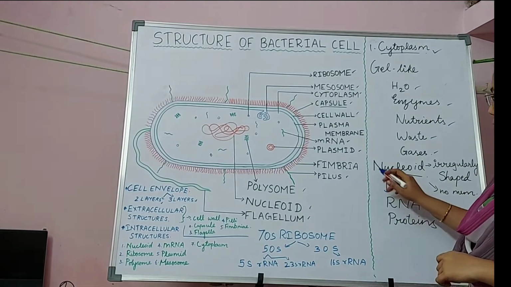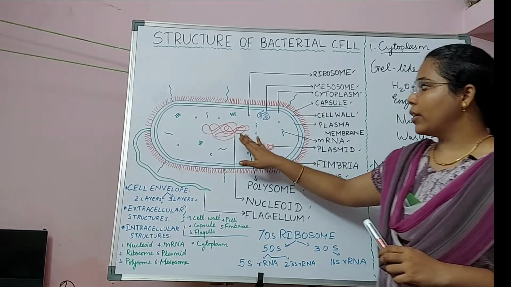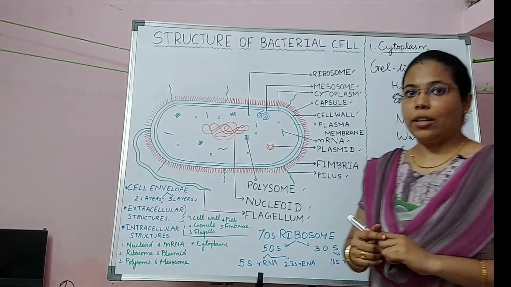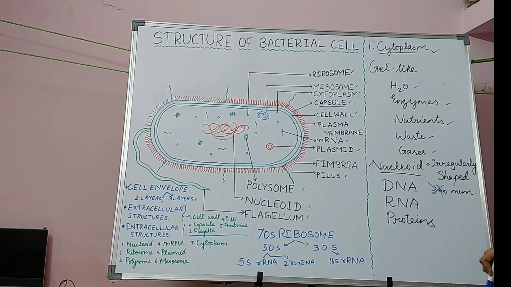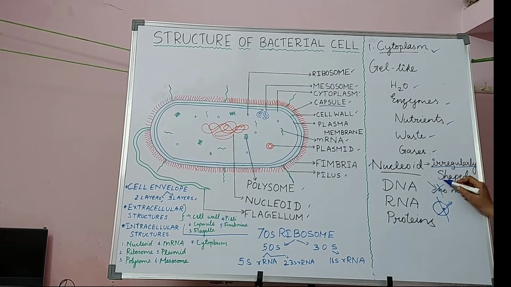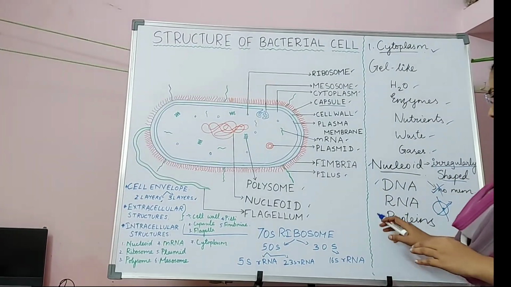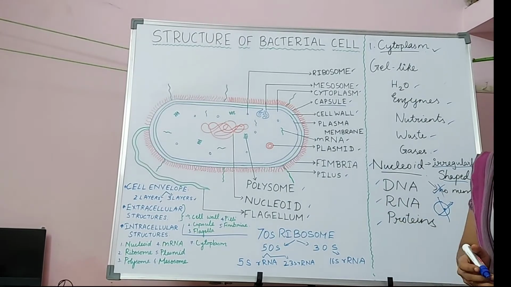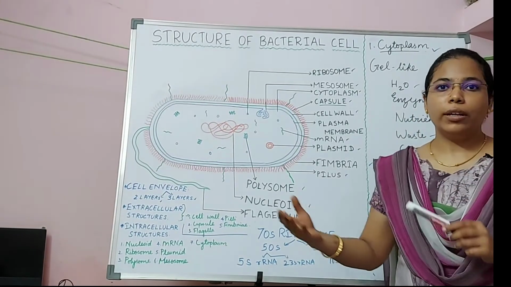And the next topic is nucleoid. Nucleoid is a region in which most of the genetic material of the bacteria is present. It does not have any membrane. In the case of a nucleus we have a membrane covering the nucleus, but in the case of the nucleoid there is no membrane and it is an irregularly shaped region. This nucleoid contains DNA, that is the genetic material, and some RNA and associated proteins. This nucleoid is completely different from a normal nucleus.